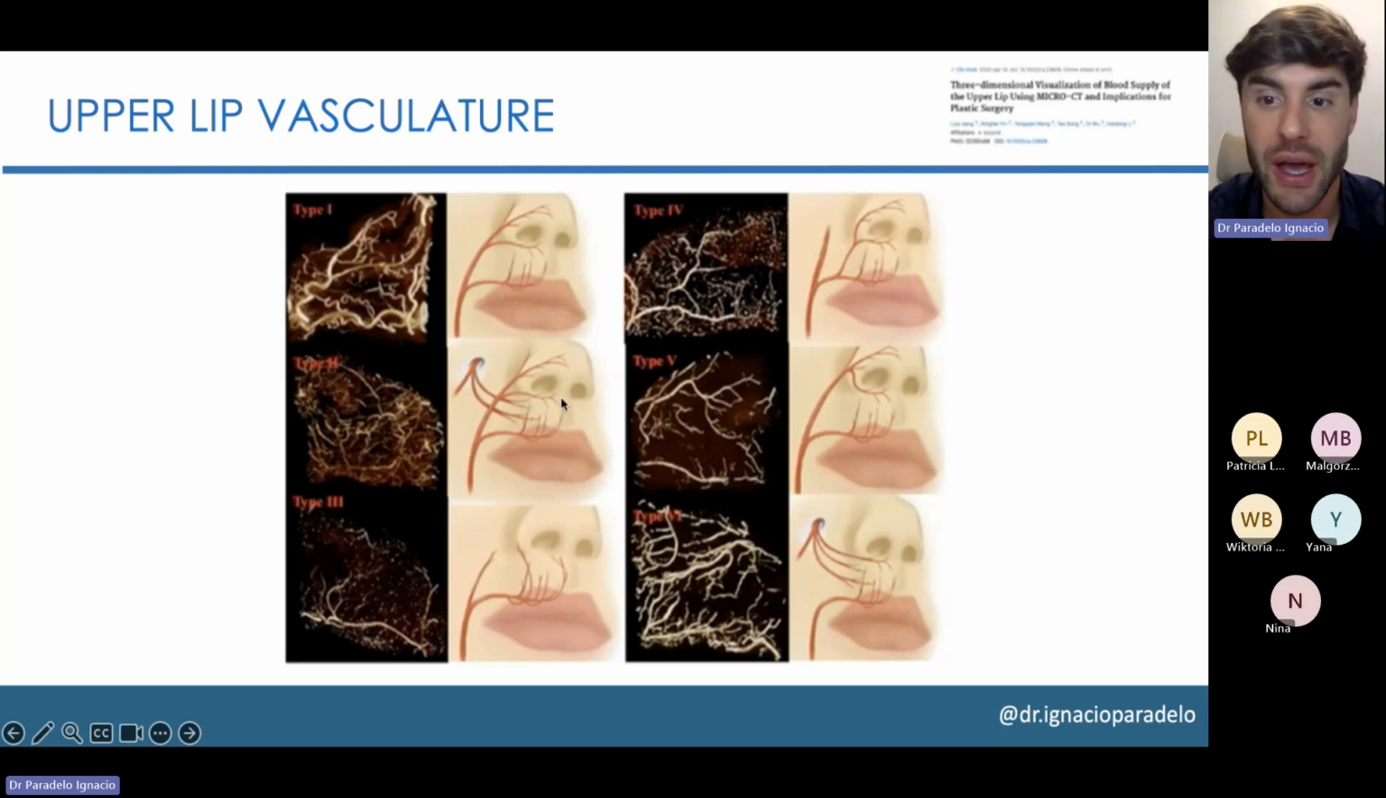of embolizing the superior labial artery, thanks to this anastomosis that we're seeing here or here, it is possible to embolize the central artery of the retina, or the central retinal artery, sorry, and produce blindness. And that's the most feared complication that we have to avoid.